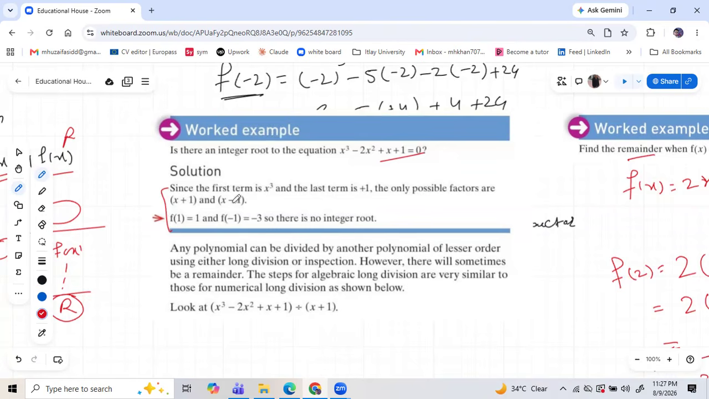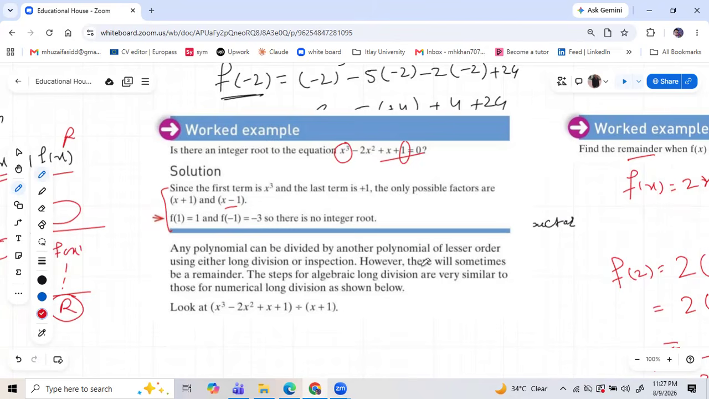Since the first term is x cubed and the last term is plus 1, the only possible factors are x plus 1 and x minus 1. So how can we say that these are the only factors? Let me read it: since the first term is x cubed and the last term is plus 1, the only possible factors are x plus 1 and x minus 1.